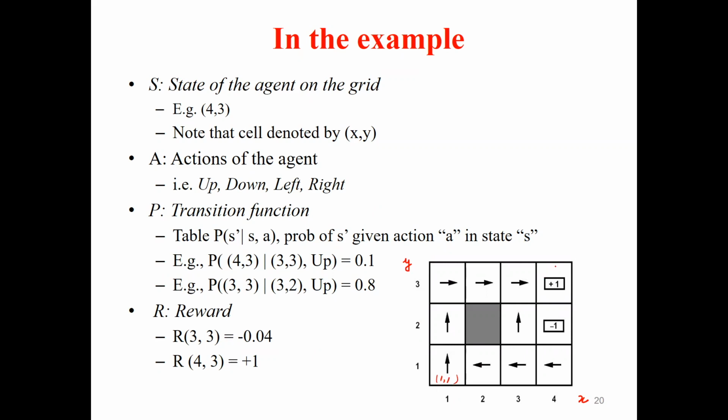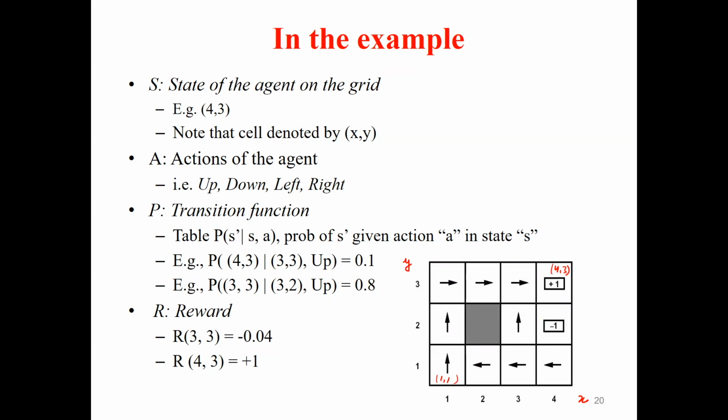Similarly, this room is 4, 3. So these rooms represent a state. Now the actions: I can move up, I can move down, I can move left, I can move right to switch between the rooms.